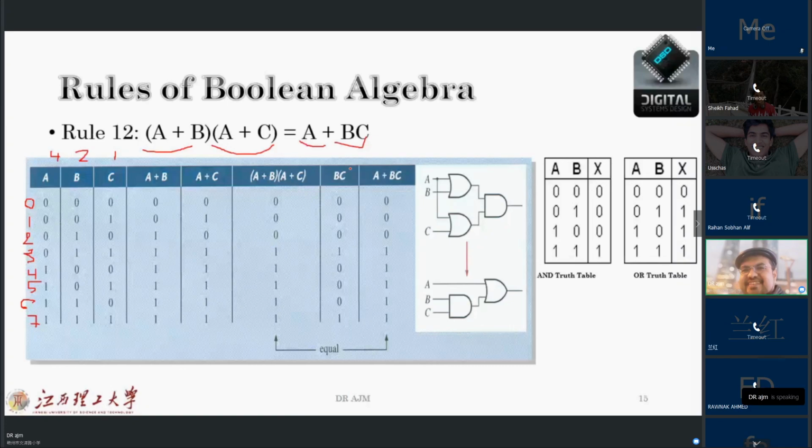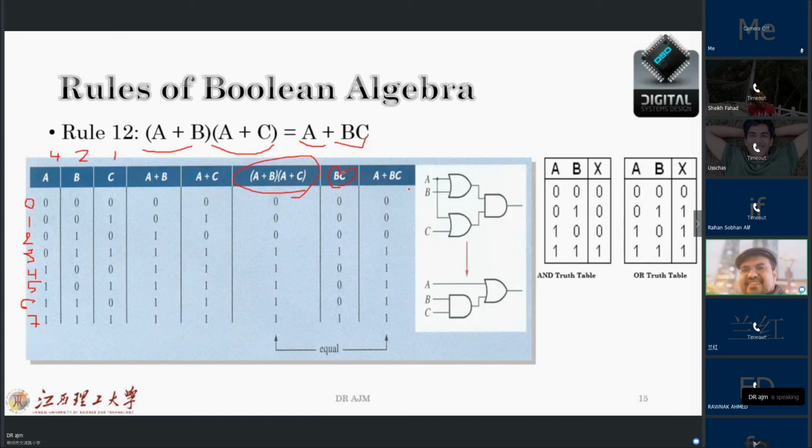The second part is that we expected it to become A plus BC. Then I should calculate BC and add it with A. The result will show that these two parts are equal again. Okay, this is rule number 12. It's one that I want you to test.